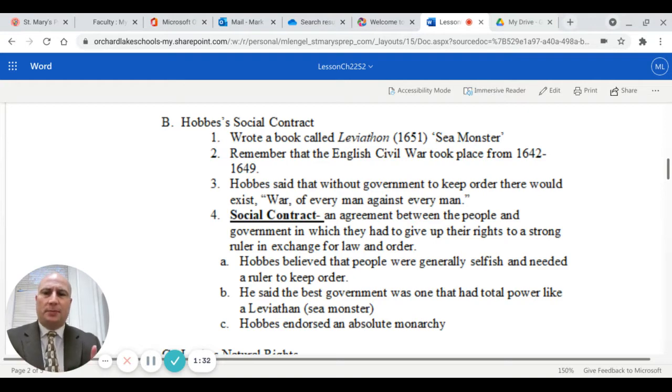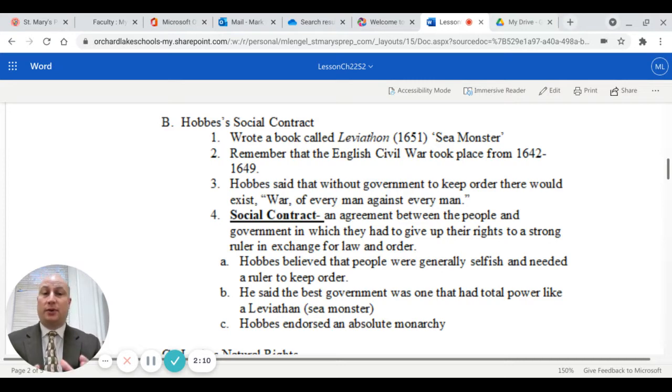Remember, Hobbes is writing around the time of the English Civil War. This took place from 1642 all the way to 1649. Hobbes basically states that without government to keep order, there would exist war of every man against every man. This ideology is very much pro-government power. He thinks that because people are generally wicked and selfish, they need a strong ruler or government system to keep control of them. And so he comes up with this concept called the social contract.